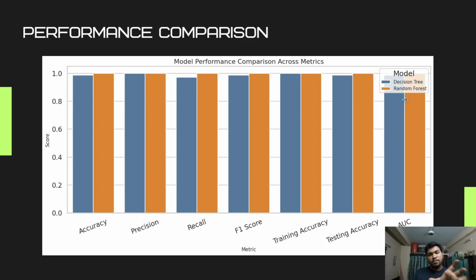The performance slide compares both models across multiple evaluation metrics. We can see that random forest consistently achieved better performance in accuracy, precision, recall, F1 score, and AUC score. The ROC curve also shows that random forest achieved an AUC of 1, indicating excellent class separation capability. Overall, random forest provides more reliable and stable predictions.